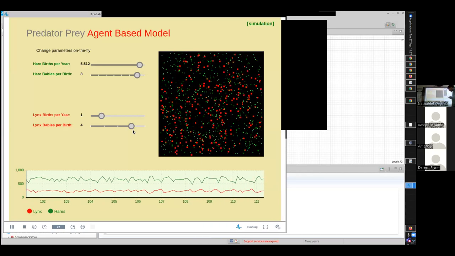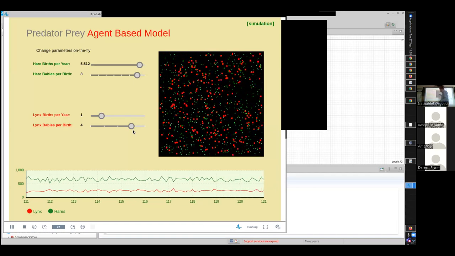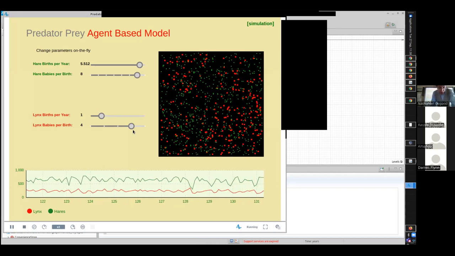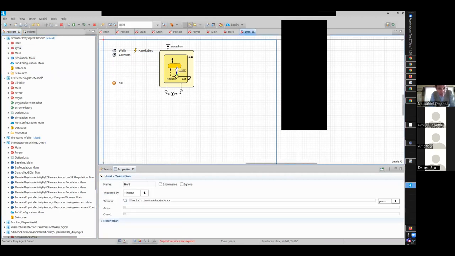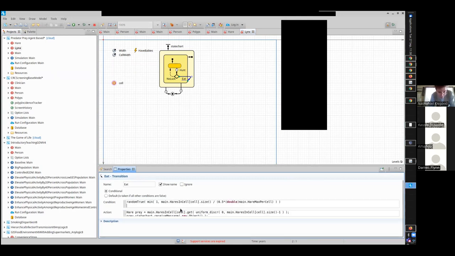So there's a model exhibiting emergent behavior, population dynamics with cycles in them, where those cycles are driven by particular assumptions, but complex spatial dynamics involving interactions of lynx and hares, where the lynx go and hunt for a period of time, and they eat if they find a hare in their cell here. If there's a hare in their cell, they'll go and eat it. Okay, so this is a model exhibiting hierarchical state charts.